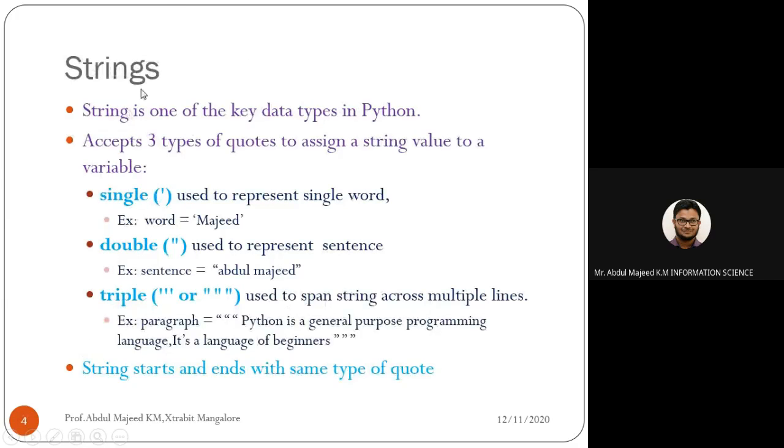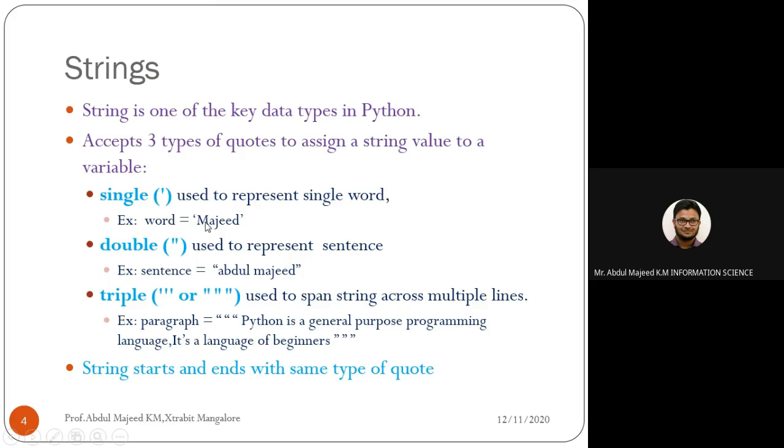So first one is string. I already introduced what a string is in Python in our first session. Now we can add some more points with respect to string. String is one of the key data types in Python. It accepts three types of quotes to assign a starting value to a variable. You can see here the first one is a single quote, second one double quote, third one the triple quote.